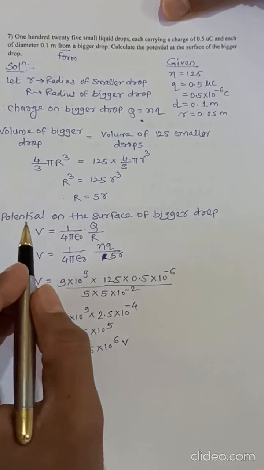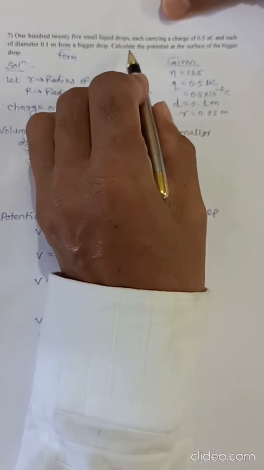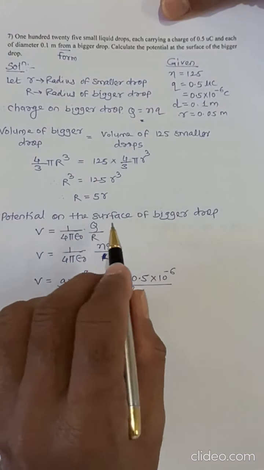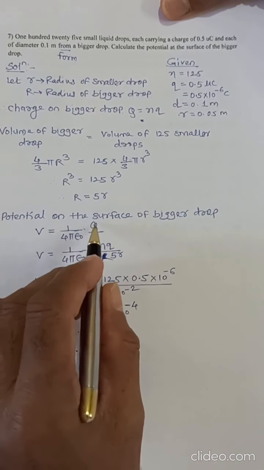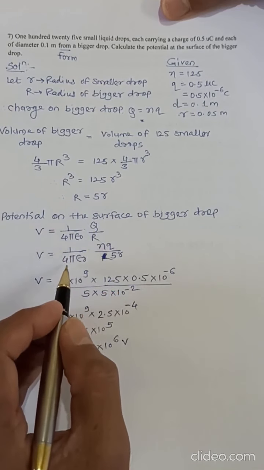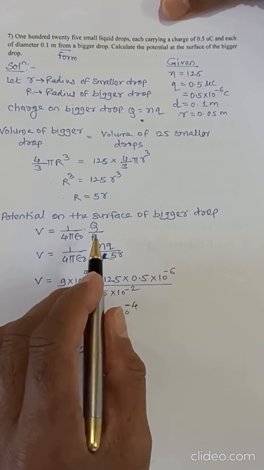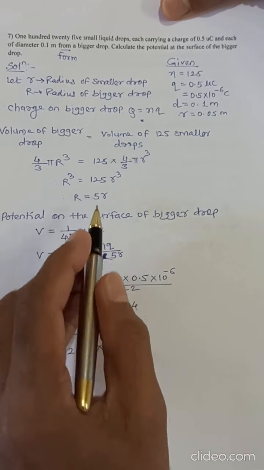Now the potential on the surface of the bigger drop, because the required quantity is potential. Calculate the potential at the surface of the bigger drop. Potential on the surface of the bigger drop, V is equal to 1 upon 4 pi epsilon 0 capital Q upon capital R. Or V is equal to 1 upon 4 pi epsilon 0, put the value of capital Q as well as capital R. So Q is equal to NQ, capital R is equal to 5r.